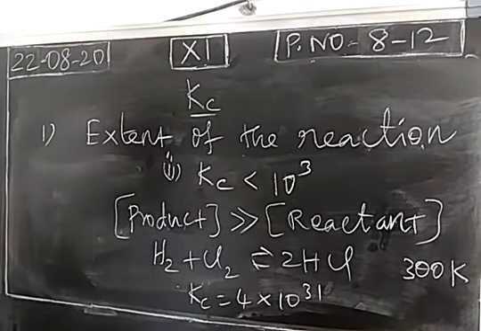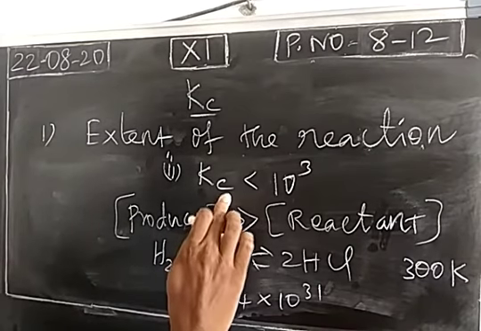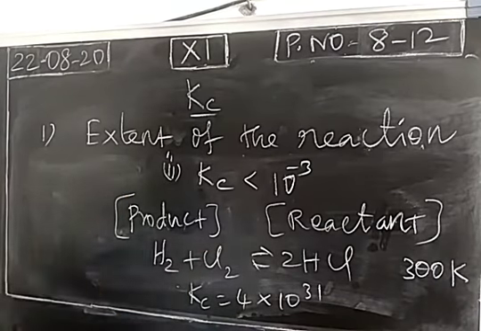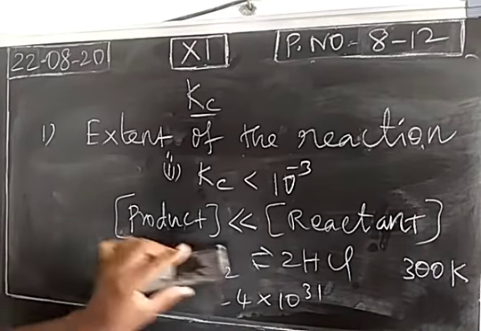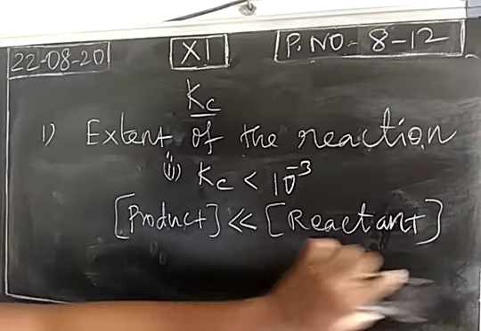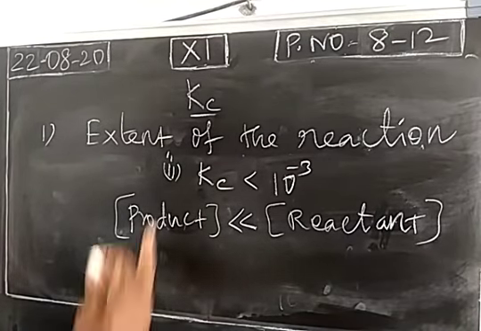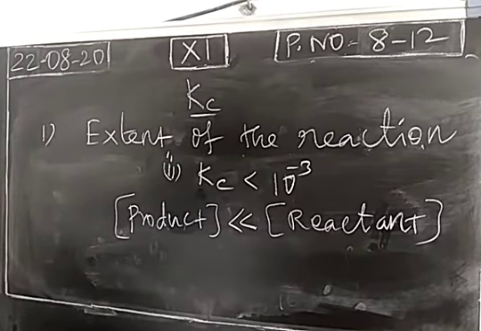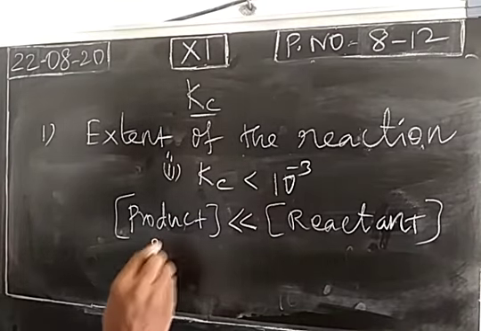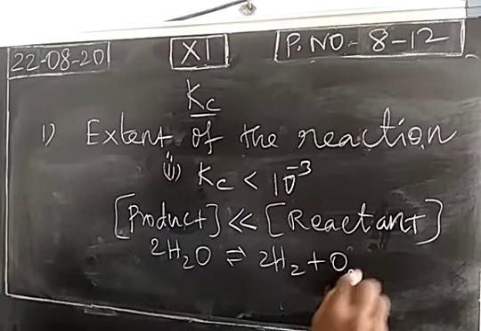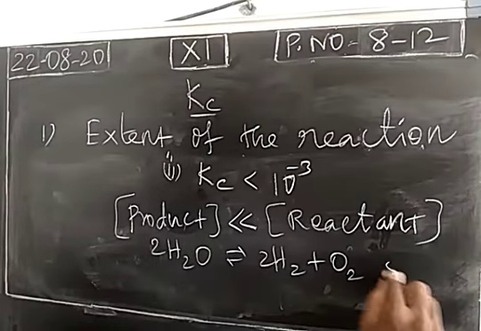Next condition, if the equilibrium constant is less than 10 power minus 3, it means the concentration of reactant will be more than the concentration of product. For that we can take an example. In our book, for each category 2 examples are given. So for this second case, we take the decomposition of water. Now the reaction is taking place at 500 Kelvin.